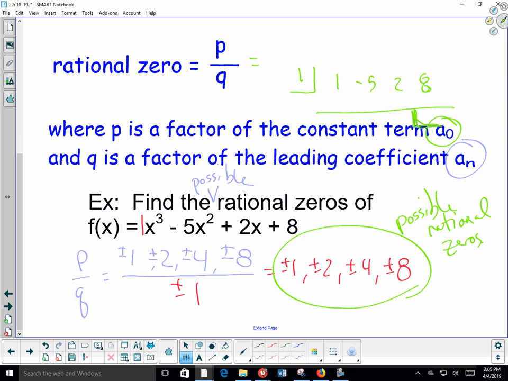When you're making your list, how come you don't put the positive and negative one underneath? Where's that? I took 1 over 1, and I got... Oh, so you 2 over 1. I did do that, yes.